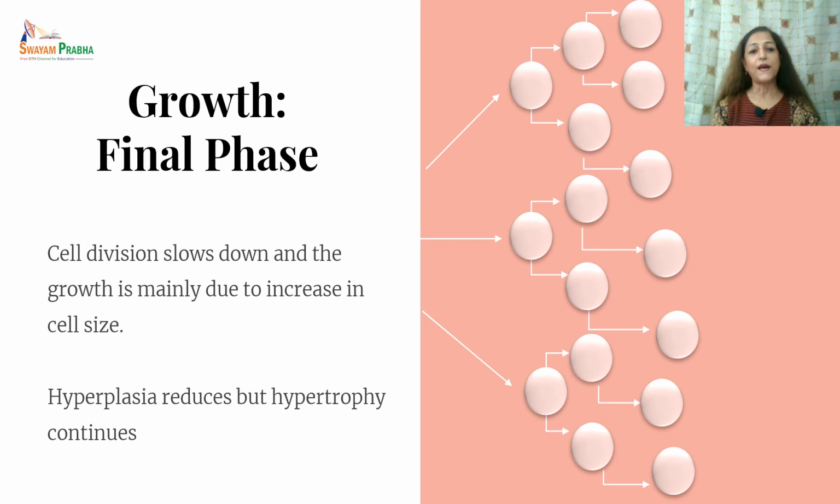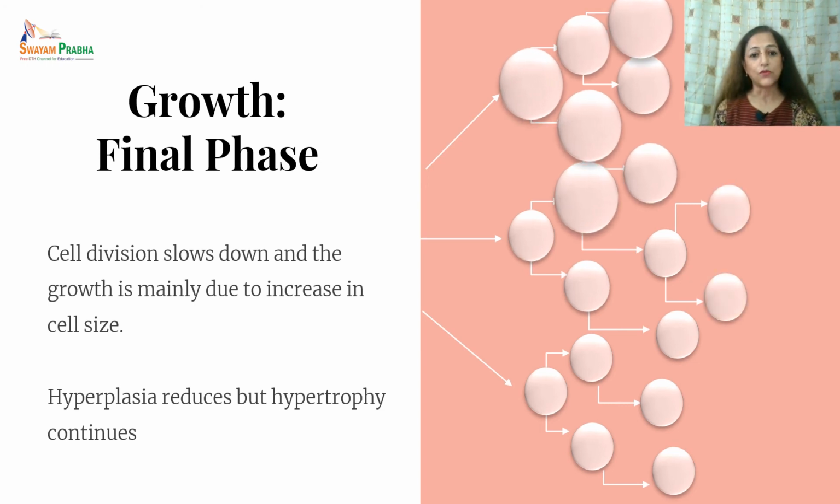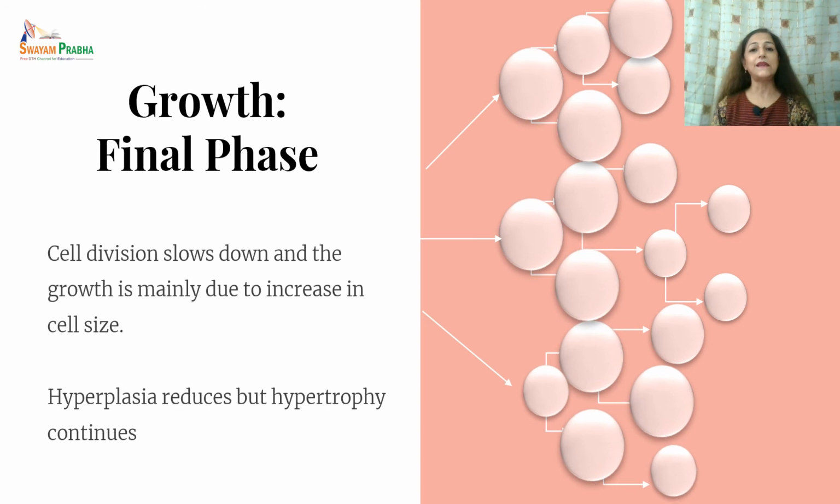This is followed by the final phase, the growth phase. Here, the cell division actually slows down. That means the increase in number is halted or slowed down. But what is increasing? The size of the cell starts increasing. So the hyperplasia is reducing, but the hypertrophy is going on continuously.